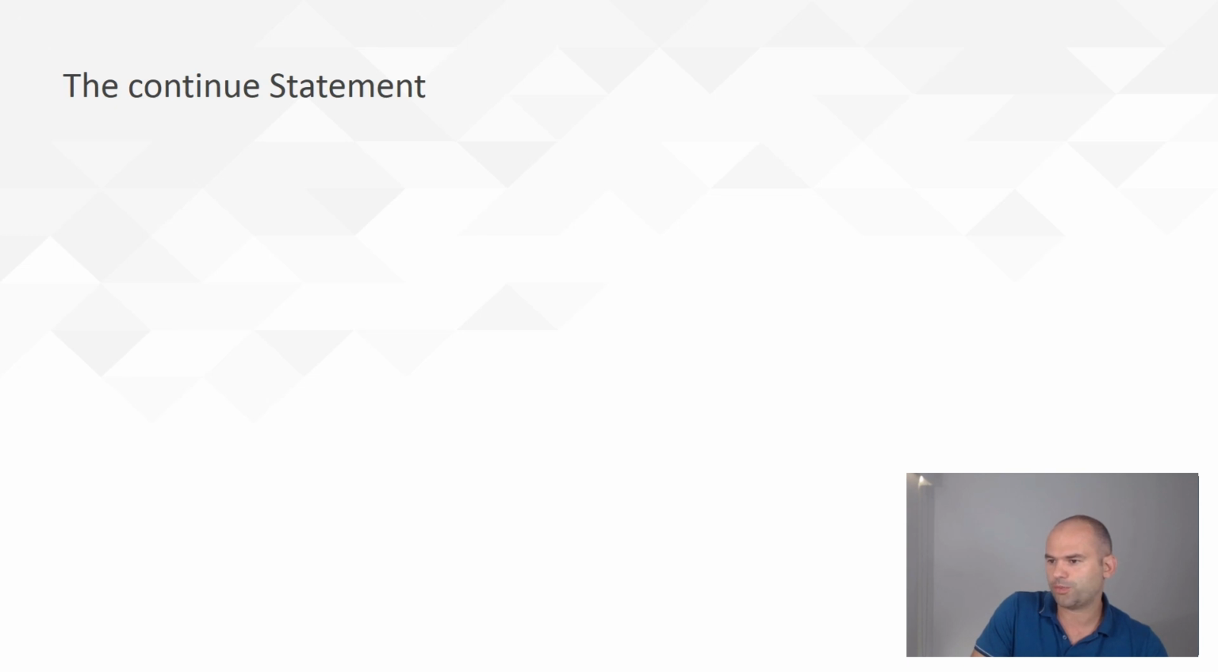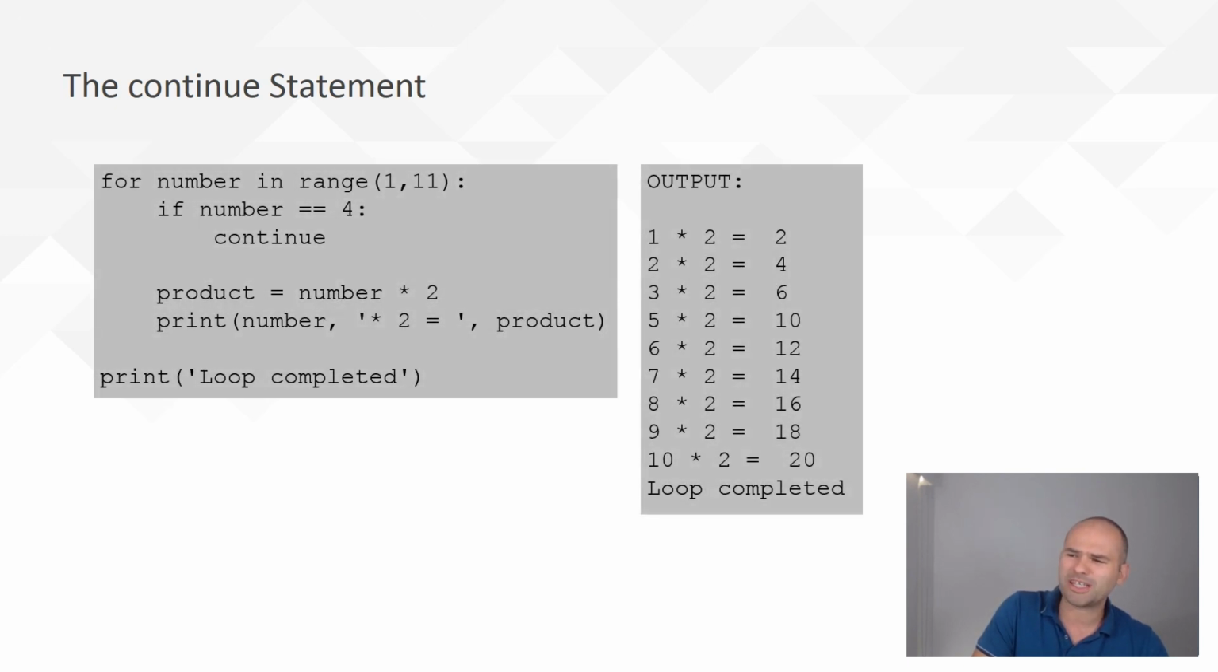Then we have the continue. So we put the continue in the same place we had the break last time. And in this instance, the output is nearly complete, except when the number is equal to 4, there is nothing. Because when the number was equal to 4, instead of printing it out, it returned back to the top of the loop.